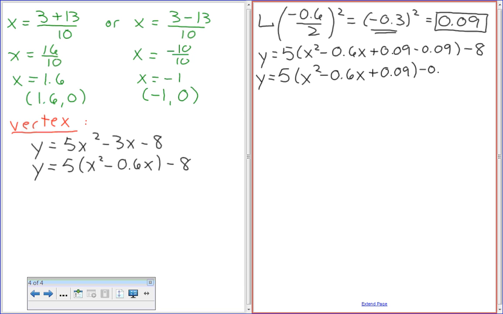Minus 0.045 minus 8. Now I'm hoping, just as we're going through the class here, most people are giving good answers on all this stuff, so I'm hoping we're feeling pretty good as a class about quadratic formula and completing the square. I'm hoping y'all are feeling really well with that.